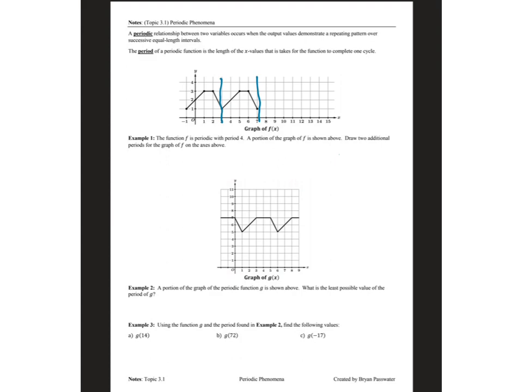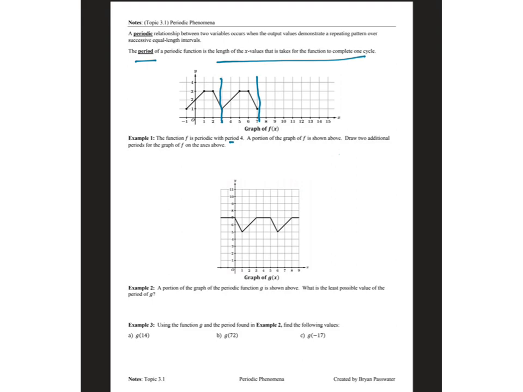The period of a periodic function is the length of the x values that it takes for the function to complete one cycle. So before the cycle gets ready to repeat again. I've already marked on this example 1, but what do you think that the period might be here? How long is the cycle? 4. And you could find that by doing the end minus the beginning of the cycle. I could do 7 minus 3. I could do 3 minus -1. Both times I get 4. So the function f is periodic with a period of 4.